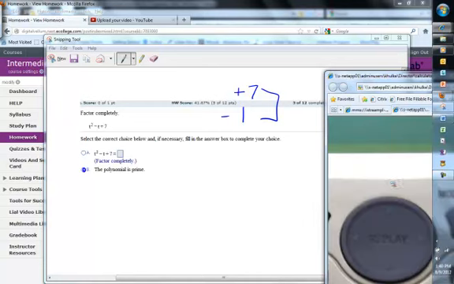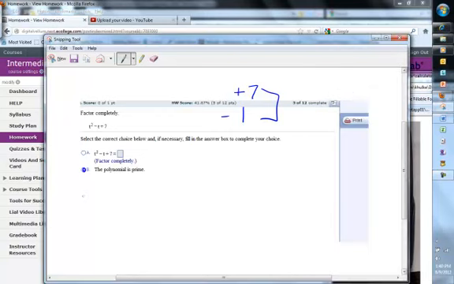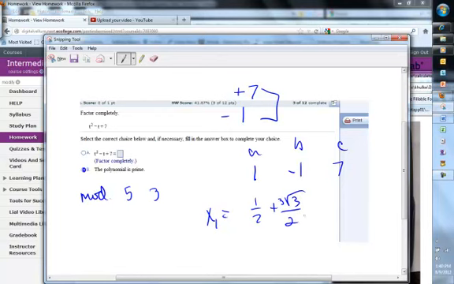Press the mode button. 5 is equations, and 3. So it's mode 5, 3, and you get an A, B, C. So you fill it in with 1, negative 1, 7. And when you press equals, it says x1 equals 1/2 plus 3 root 3 over 2i.